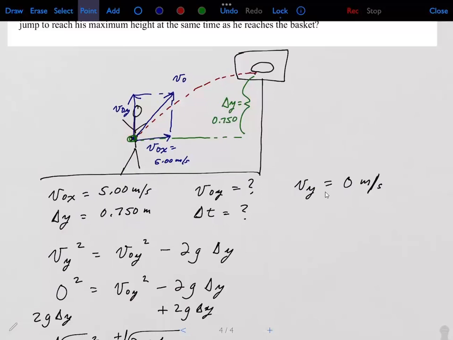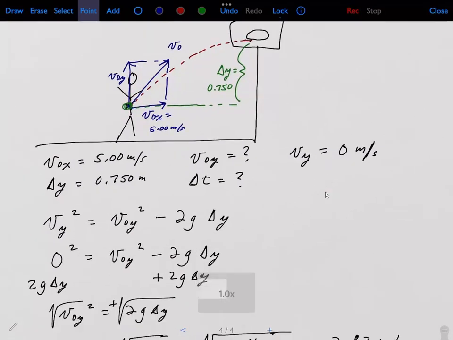By the way, if we wanted to, we could find his total speed, the magnitude of this vector here, and we could find the angle, because now we know the x component and the y component. The x component is 5, the y component is 3.83. We could find this angle and the magnitude of his actual velocity here. But we weren't asked that, so we won't have to worry about that. But we could find it if we wanted to.